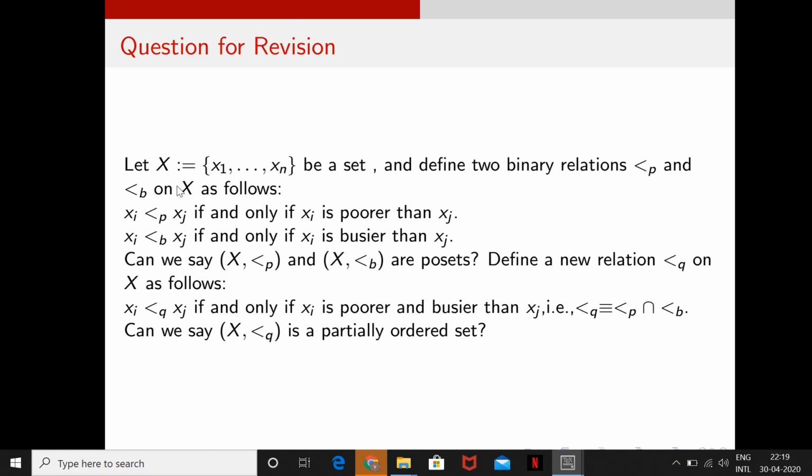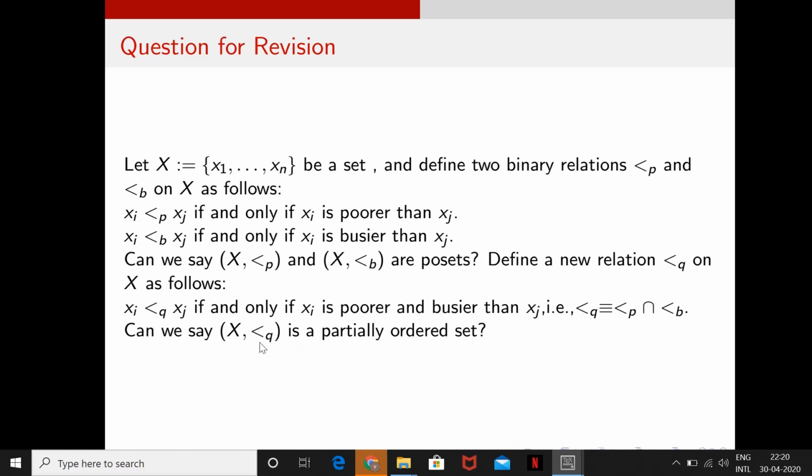Let me read out this question for you. Let X have elements x1 till xn, and let it be a set defined with two binary relations: xi relates to xj if and only if xi is poorer than xj, and xi relates to xj if and only if xi is busier than xj. Now can we say these two are posets? Then you have to define a new relation on X as follows: xi relates to xj if and only if xi is poorer and busier than xj, which I have given you in these notations.